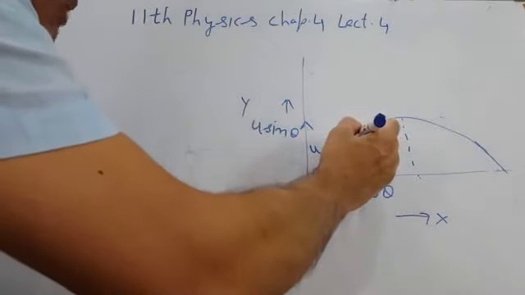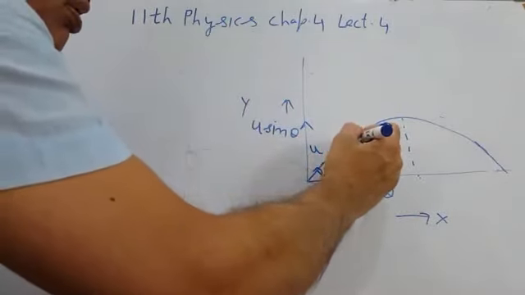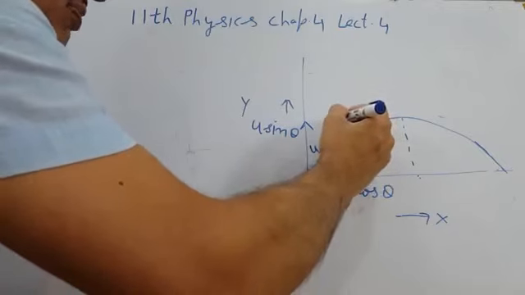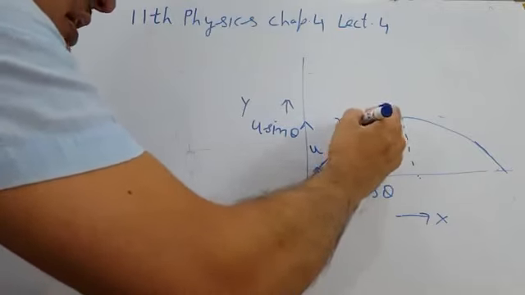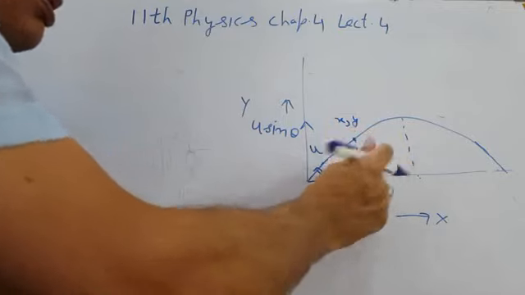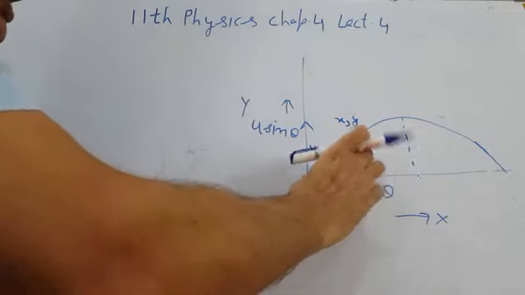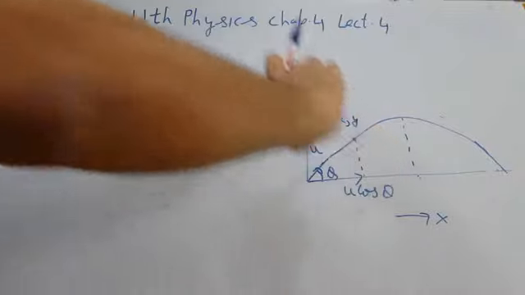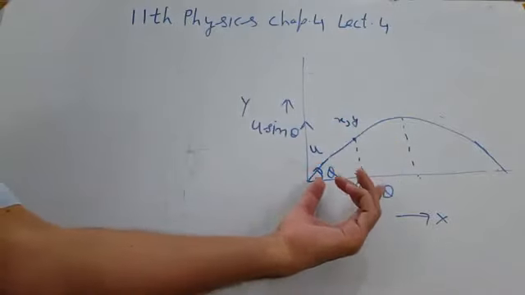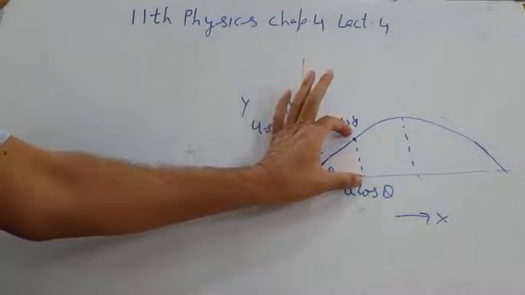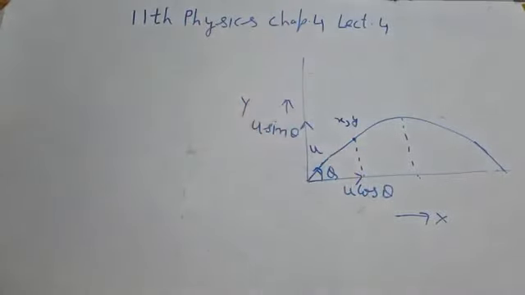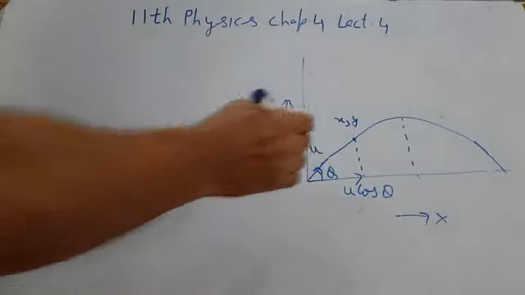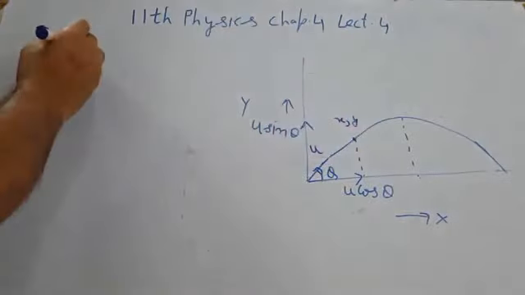Suppose I take any point on this, and suppose the coordinates at this point are x and y. It means this horizontal distance traveled is x and this vertical distance, that height gained, is y. x is the distance traveled along the x-axis, y is the distance traveled along the y-axis. Suppose time is t.